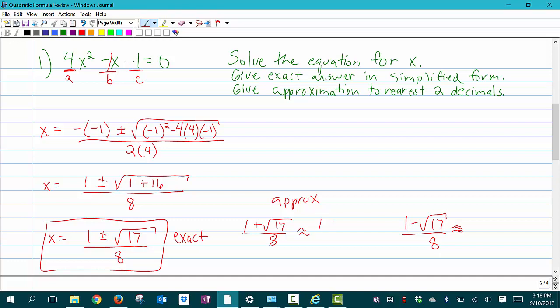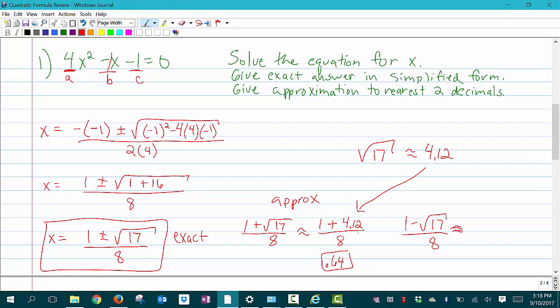So our approximation would be 1 plus 4.12. Remember, I'm using my calculator to figure out approximately that the square root of 17 is 4.12. And I will put that in place of the square root of 17 in my exact answer. I will add 1 plus 4.12. I will divide that by 8. And I get 0.64.